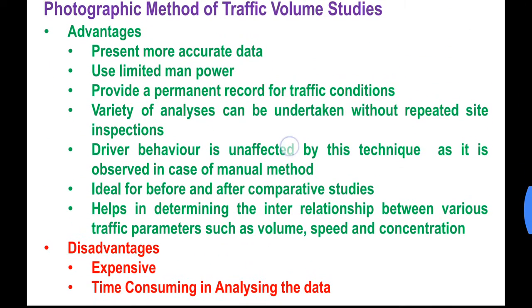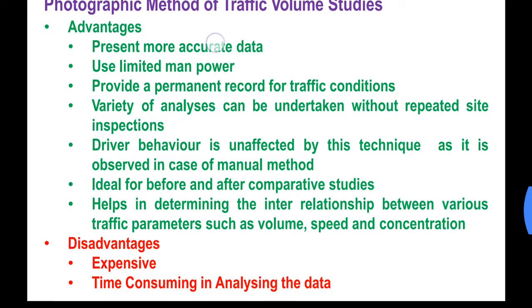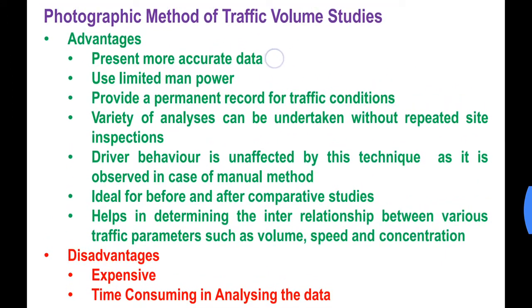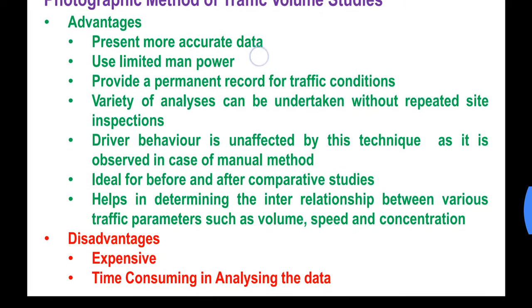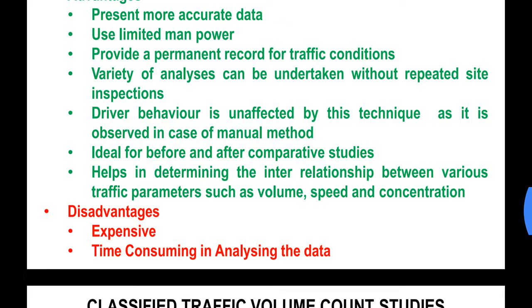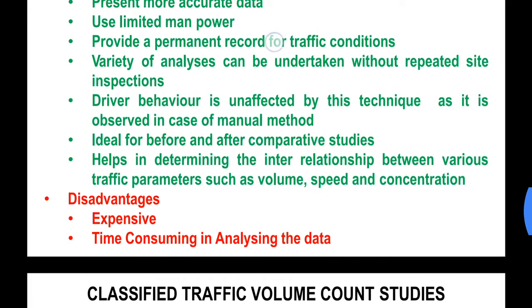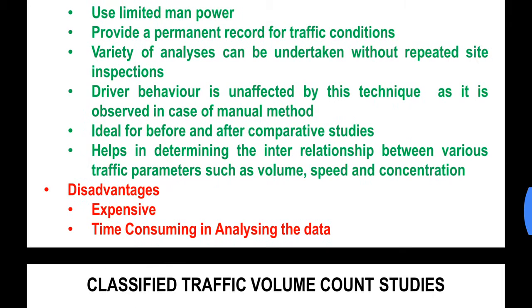So what are the advantages of the photographic method? They present more accurate data, since we have everything on a photograph. They use limited manpower. Much manpower is not required here, since only a camera and a single person operating that camera are needed. They provide a permanent record for traffic conditions. These photos are a permanent record. A variety of analysis can be undertaken without repeated site inspections.